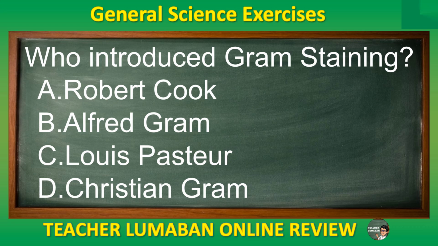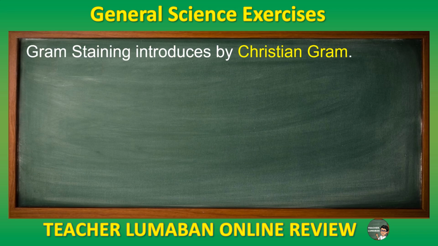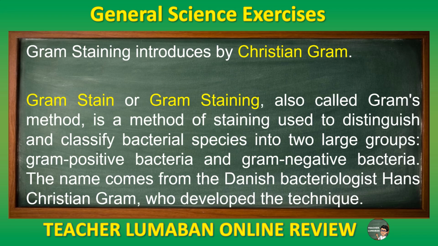The correct answer is letter D, Christian Gram. Gram staining was introduced by Christian Gram. Gram stain or gram staining, also called Gram's method, is a method of staining used to distinguish and classify bacterial species into two large groups, gram-positive bacteria and gram-negative bacteria. The name comes from the Danish bacteriologist Hans Christian Gram, who developed the technique.